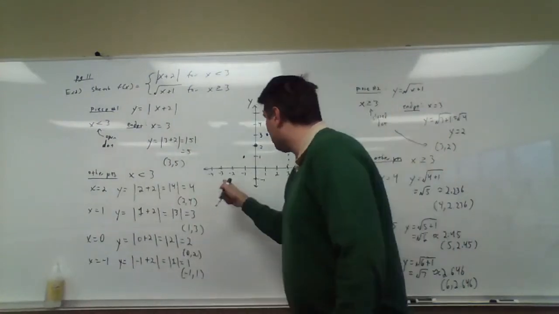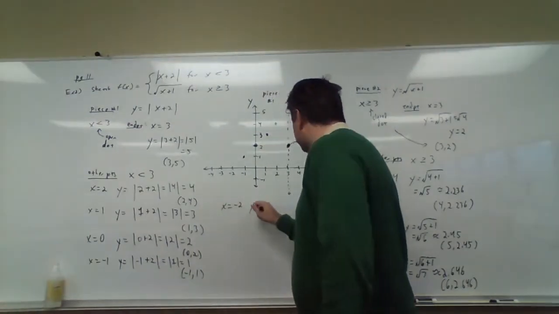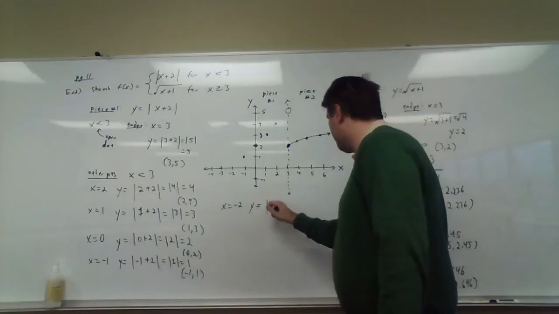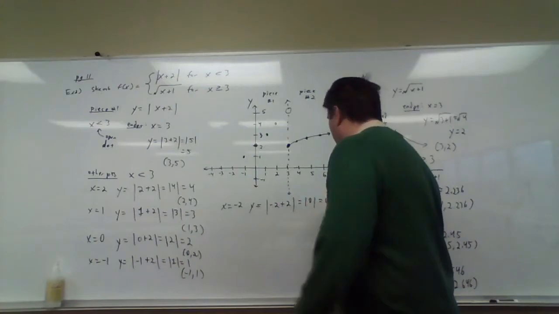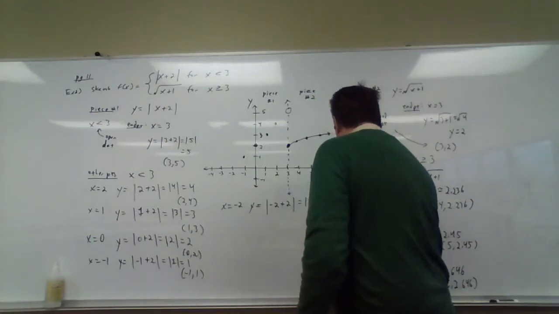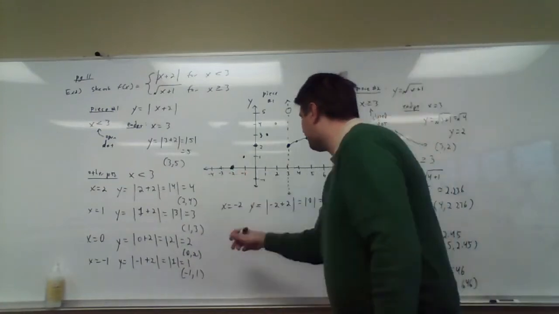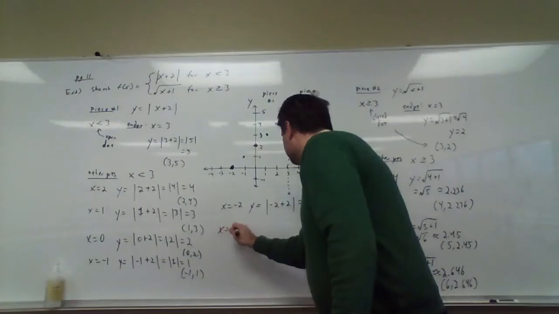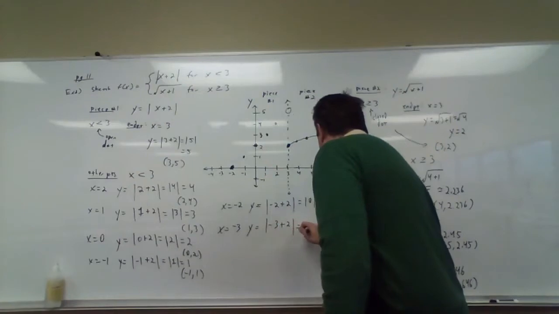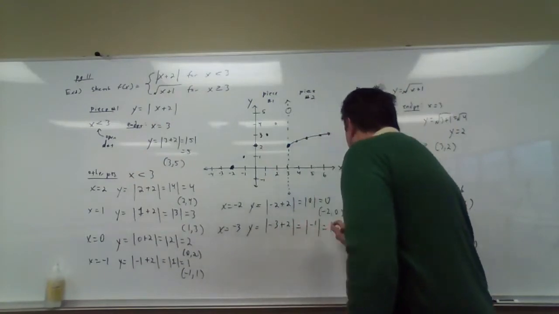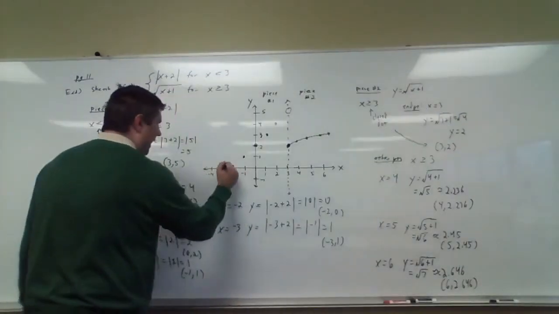And then we'll do negative 2. y equals the absolute value of negative 2 plus 2, which is the absolute value of 0, which is 0. So (-2, 0). All right? Next, negative 3. y equals the absolute value of negative 3 plus 2, the absolute value of negative 1, which is 1. So (-3, 1).